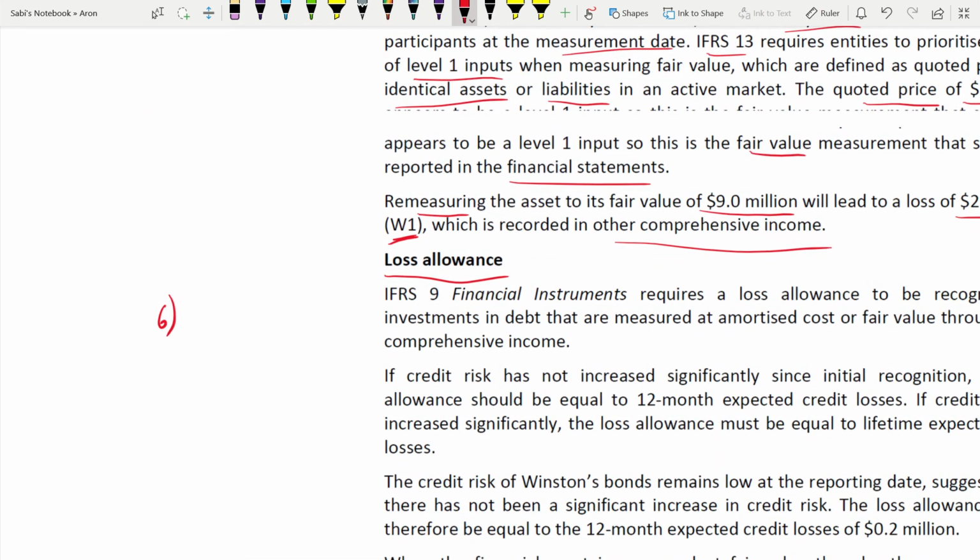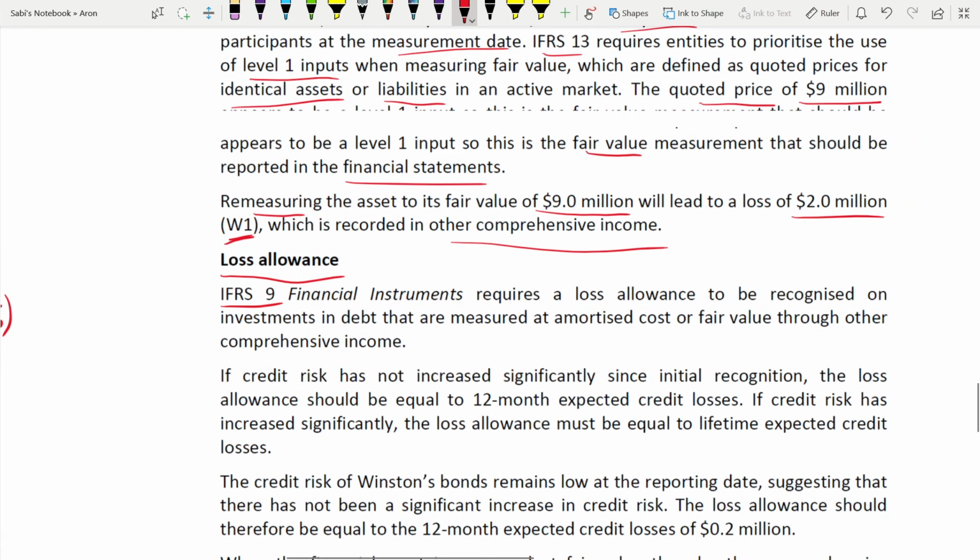With standard IFRS 9, immediately IFRS 9. What does it say about loss allowance? That means it says that loss allowance is recognized on investments in debt that are measured at amortized cost or fair value through other comprehensive income. See, loss allowance, that means impairment. In other words, your financial instrument is impairing. Investment in debt, bond is impairing only when it is measured at amortized cost or fair value through other comprehensive income. If something is measured at fair value through profit and loss, debt instrument, for that there is no loss allowance. That cannot be impaired.